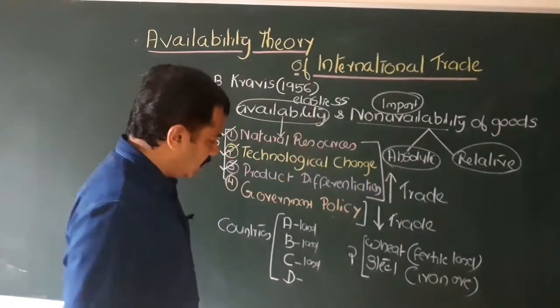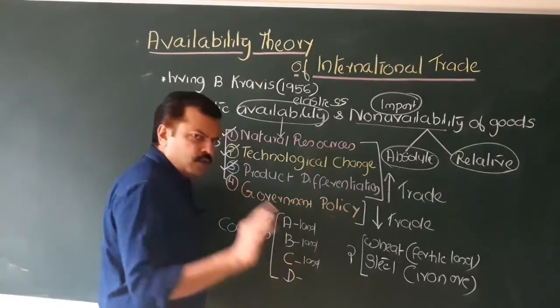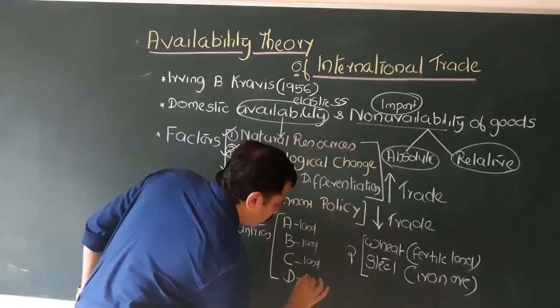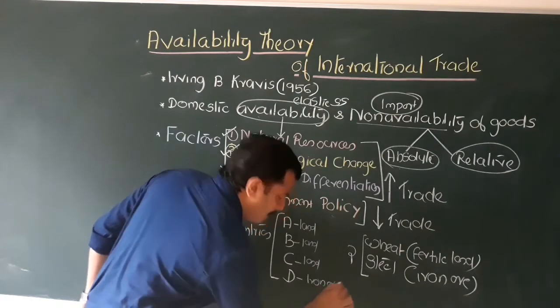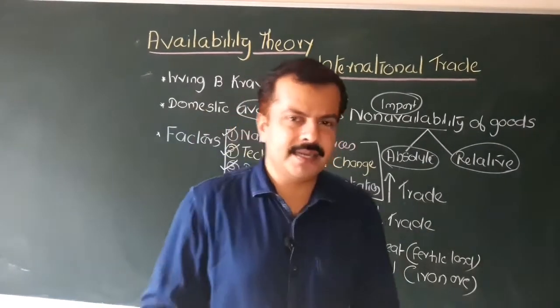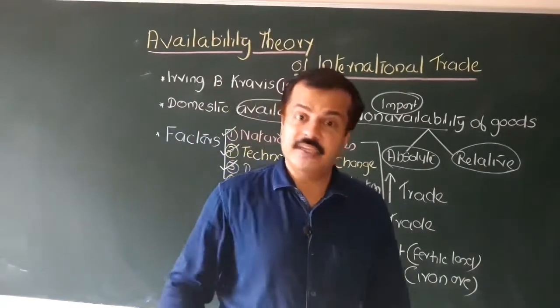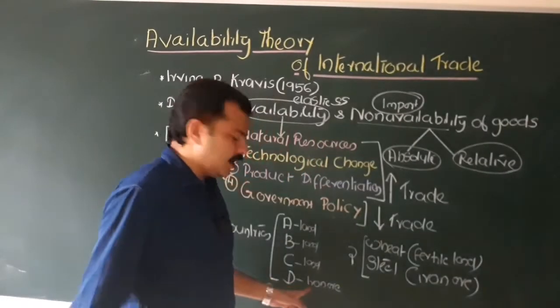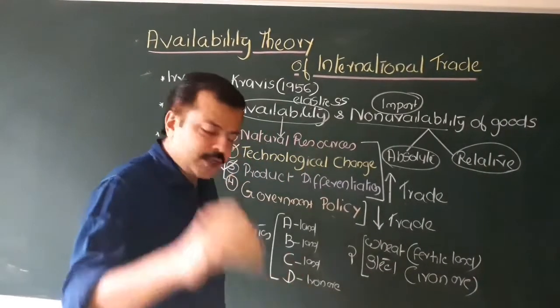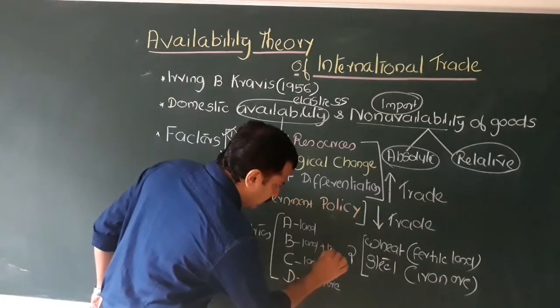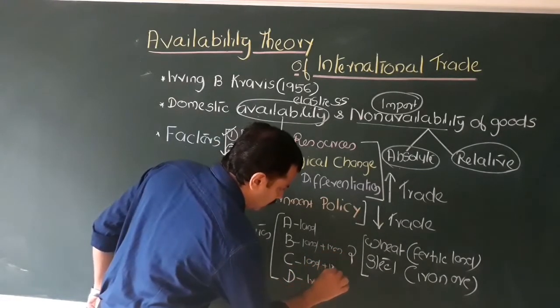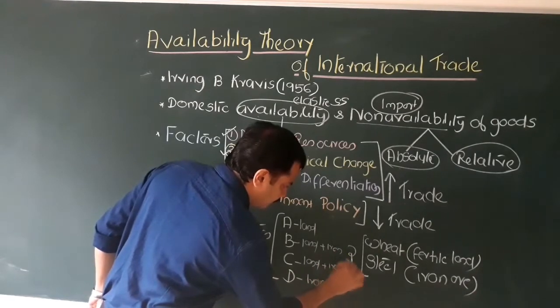And country D does not have land, but country D does have the presence of iron ore. It does not have an abundance of fertile land, but it does have iron ore. Let us also assume that countries B as well as C have the presence of iron ore, or the availability of iron ore.